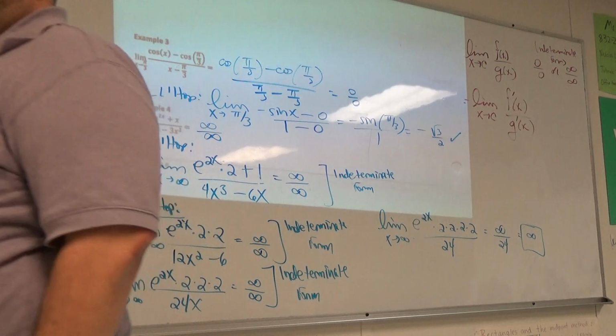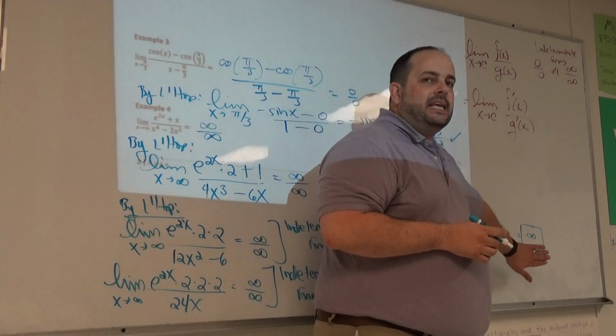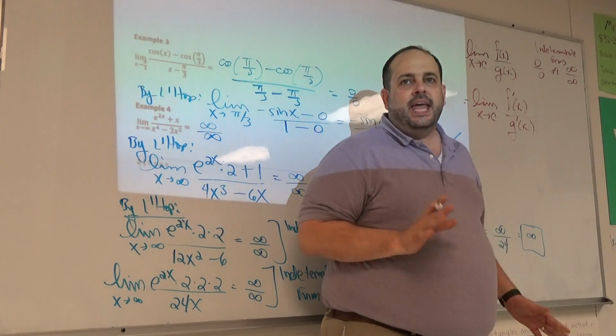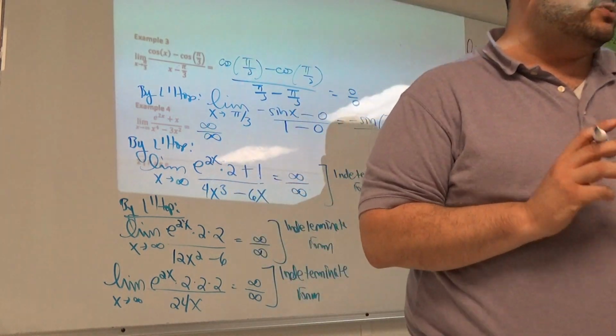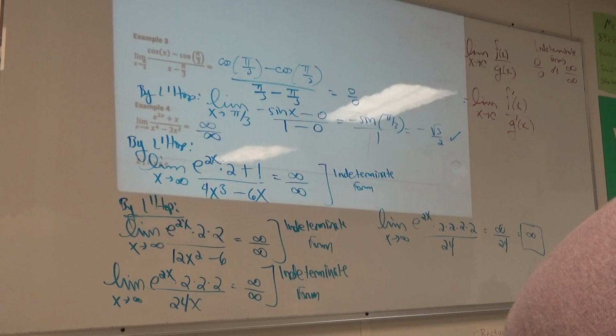Infinity is the final answer. Infinity over infinity can't be a final answer. 0 over 0 can't be a final answer. But infinity is a great answer. As far as I understand, when it comes to the world of calculus AB, this is as much as you need to know about L'Hopital's rule. So that's why I'm only going to spend one day on it. That this was all that there is in the world of L'Hopital's rule for us in calculus AB.